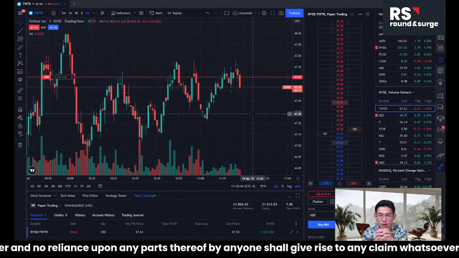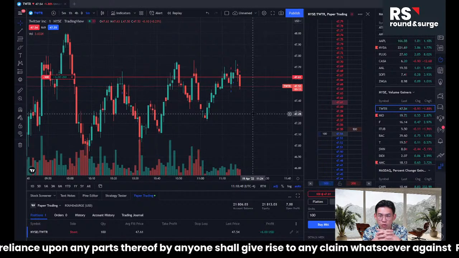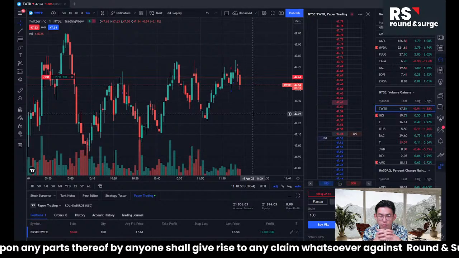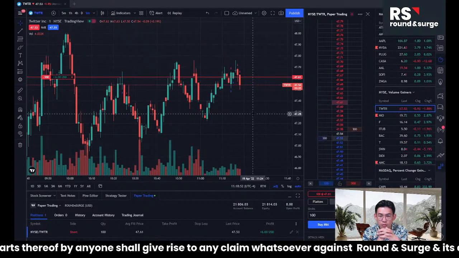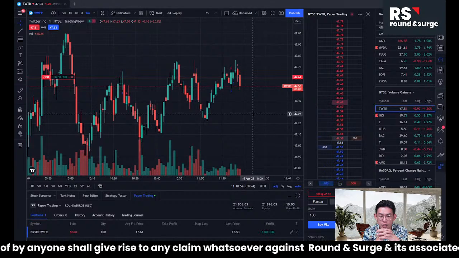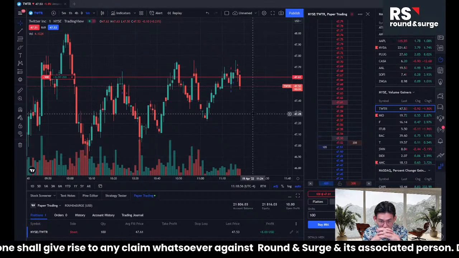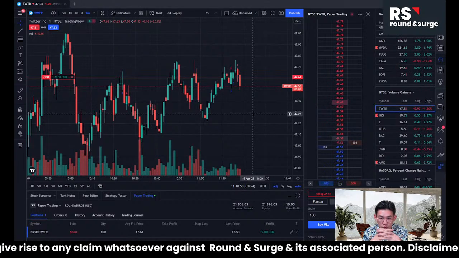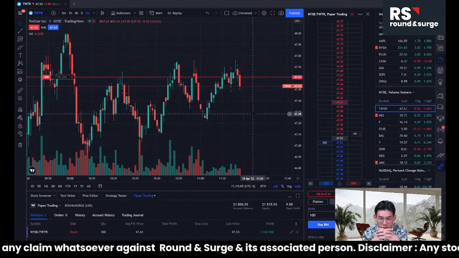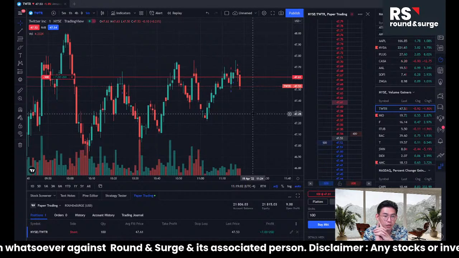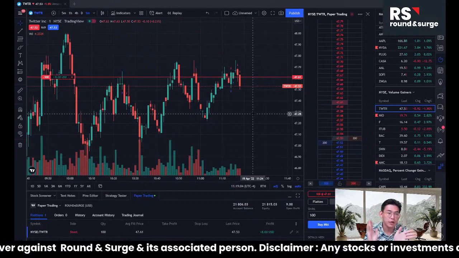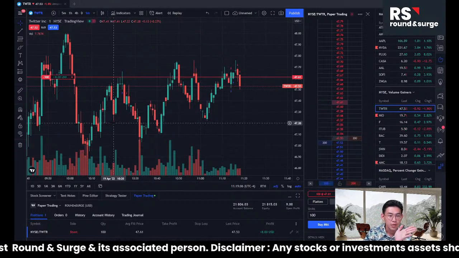Let's see how far it can go. Volume is getting near to the previous one. It's near to the previous volume, slightly higher. Okay, so I'm going to wait for the confirmation.